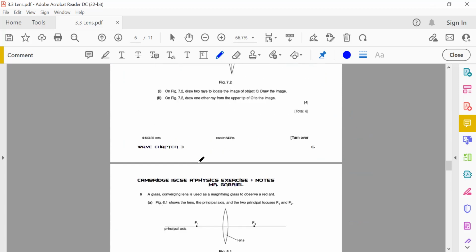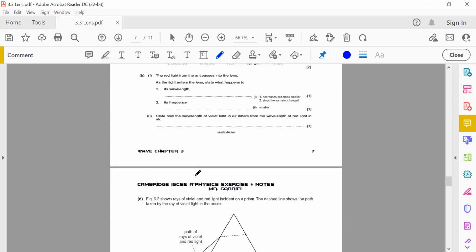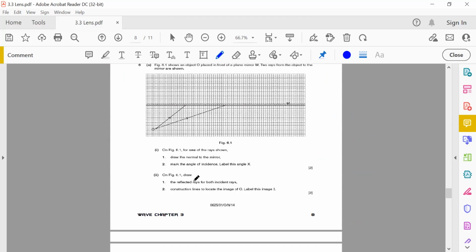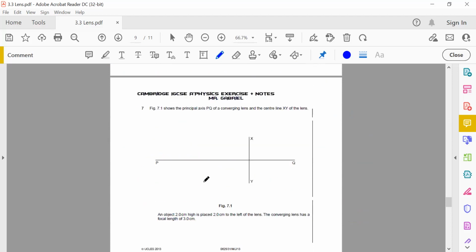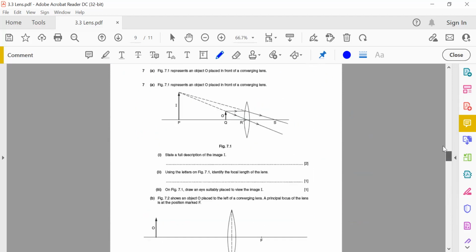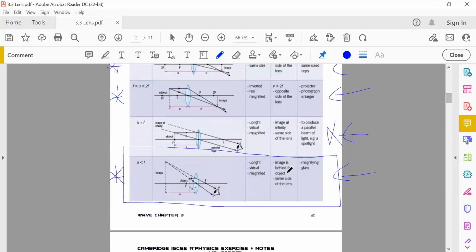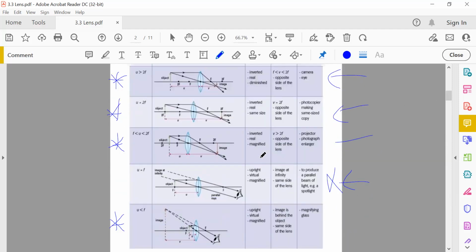I think out of the probably 4 or 5 questions, if they talk about lens, I think about 80% of them are going to be magnifying glass. So pay extra attention later on to the magnifying glass. But before you even understand all these kind of things here, let's draw 2 simple light rays first, right?